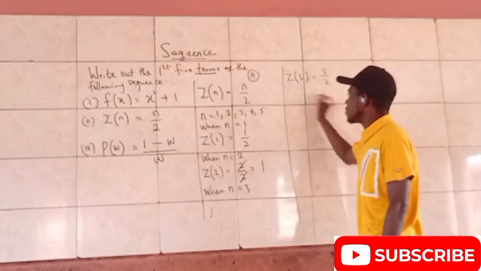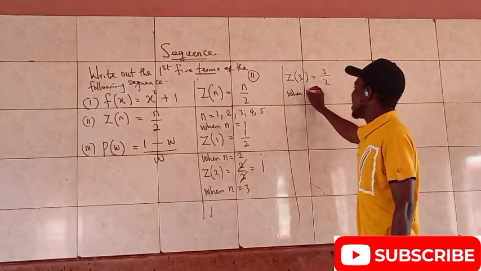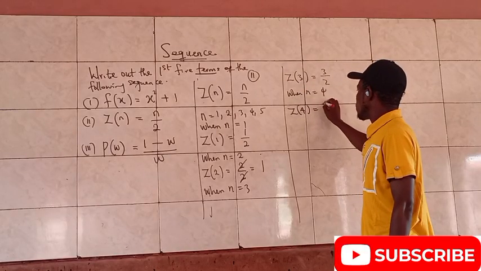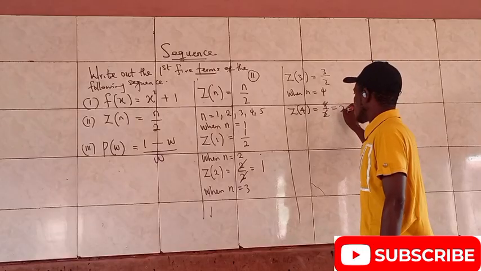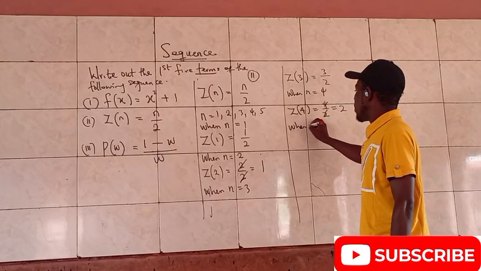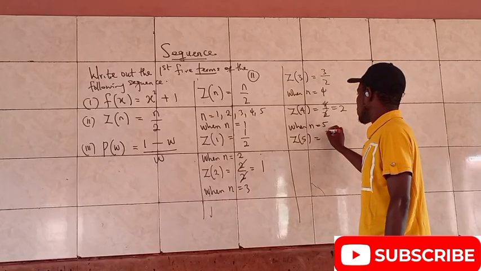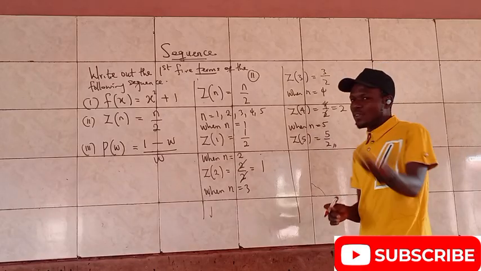That's how simple it can be solved. Then I go again and say when n equals 4. So it becomes z4 equals 4 over 2, and that is equal to 2. I go again and say when n equals 5. So I'm saying z5 is equal to 5 over 2.